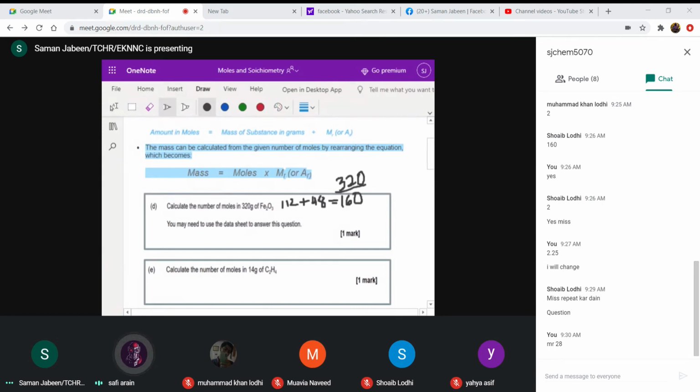Miss, 2 times 12 is 24 plus 4, which is 28. 28 is the MR. Then 14 divided by 28. Yes, Ismail. The answer is 0.5 moles. Yes, Mavia, it is 0.5 mole. Very good. And what about Yaya? Yaya, you have the calculator? Yes. Beta, answer is 0.5 and MR is 28.